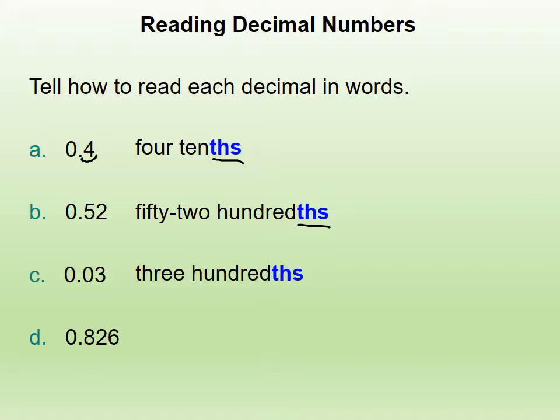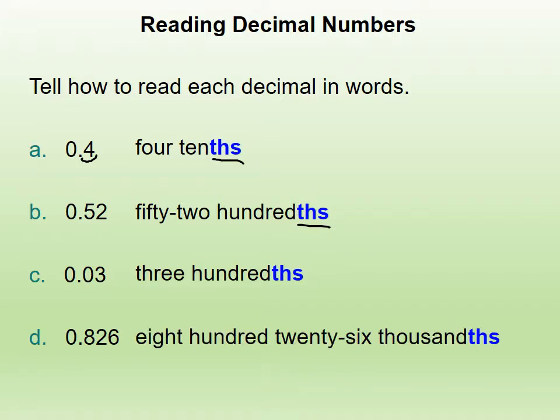Isabella, you want to try D? Read the number. Good job. 826 thousandths. Yes. So going backwards, if we didn't have a 0 in front of the decimal point, how would we write that as a fraction? 826 over 1,000. This is the formula. Okay.